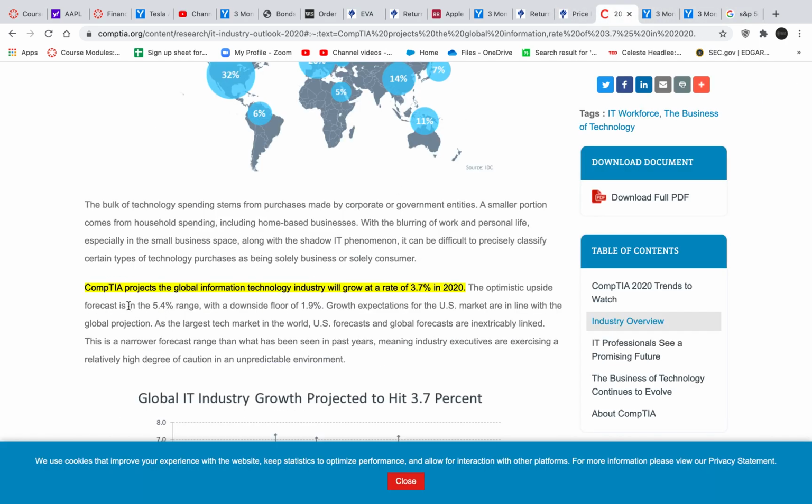Here you go. The technology industry will grow at a rate of 3.7%, with the upside forecast at 5.4% and a downside of 1.9%. So you can link this information if you want to use it. The reason why I put the 5% is that the optimal upside potential is 5.4% in this industry, but Apple is the leading company, so I put just the 5%.